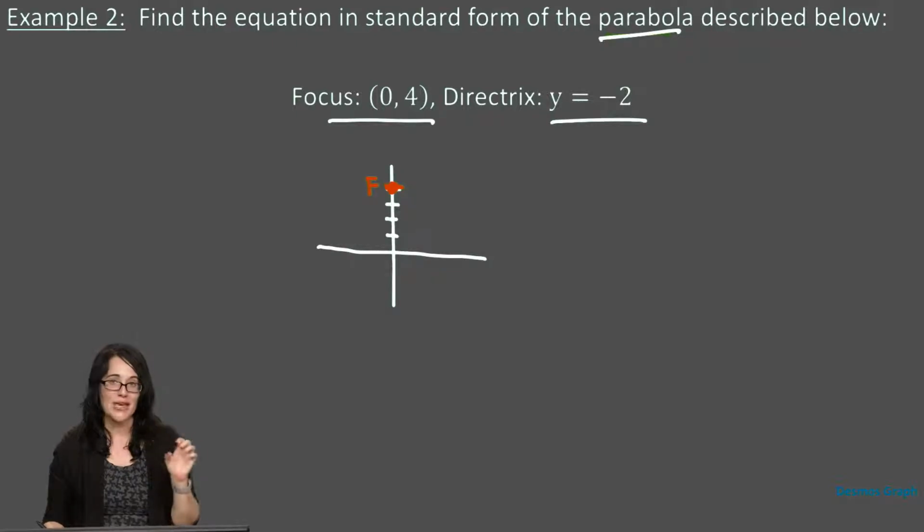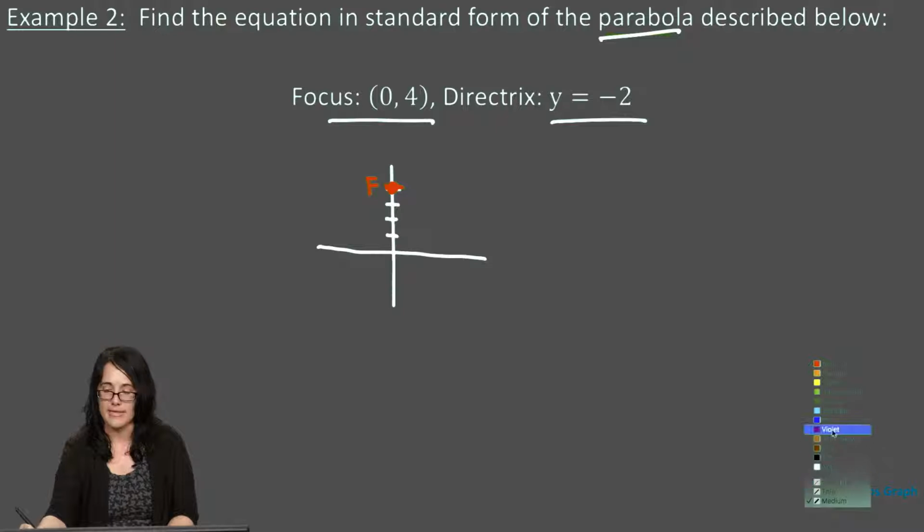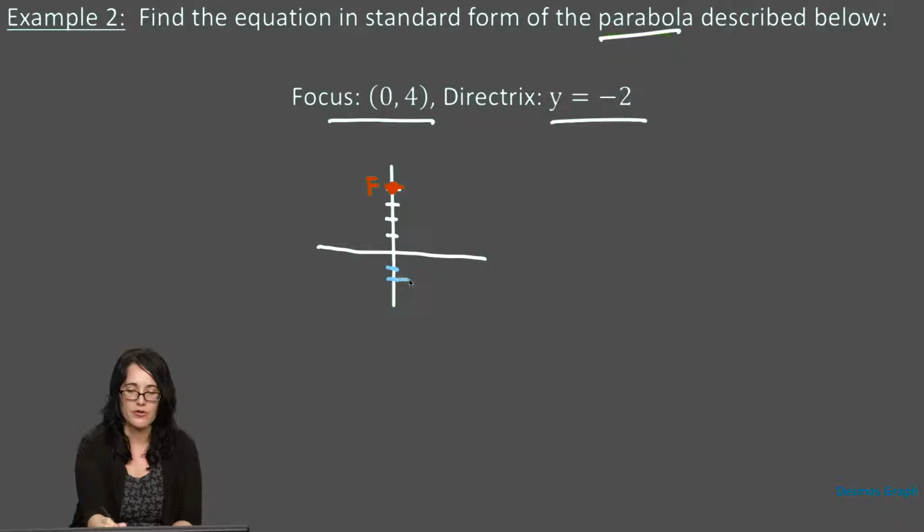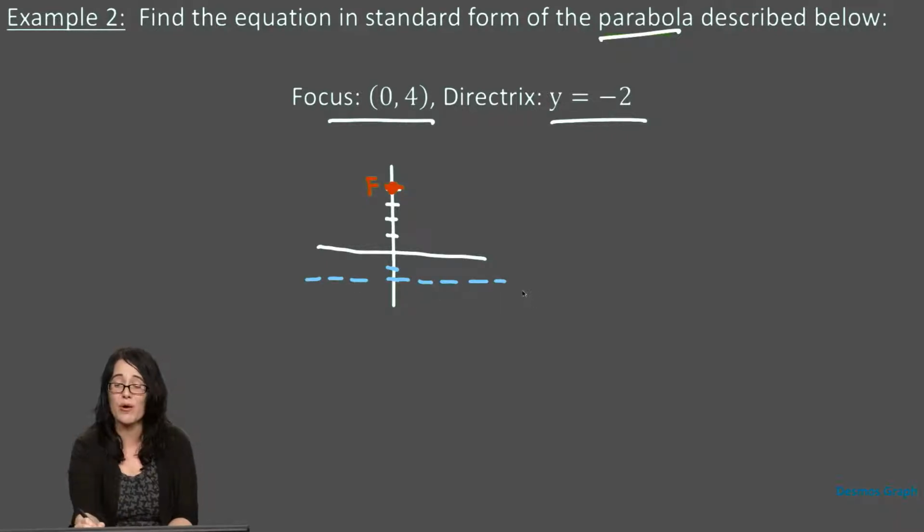When you see y equals a number, is that a horizontal or a vertical line? Got to know what that is. It is a horizontal line. Good job. So y equals -2 would be down here, and we'd have our directrix at y equals -2. If you got that part wrong, you're going to have a hard time getting the problem right. So this is our directrix.